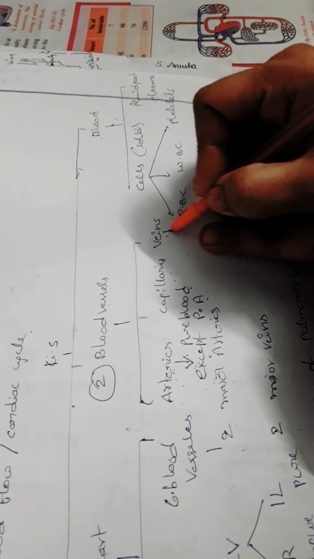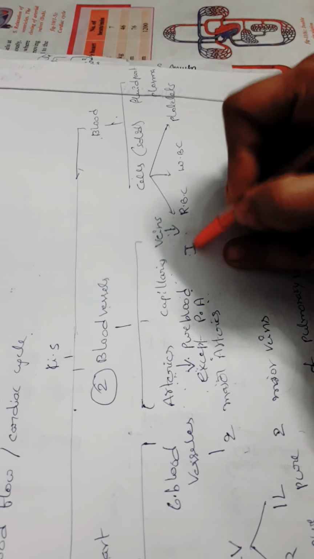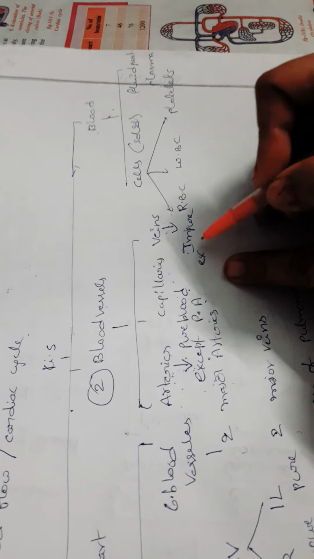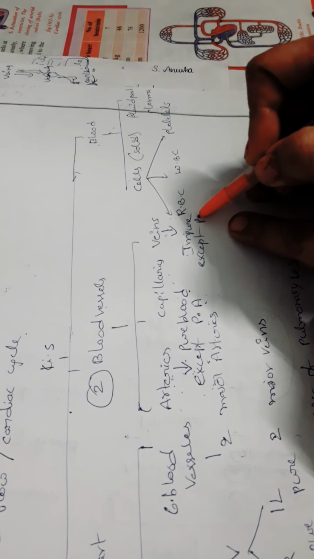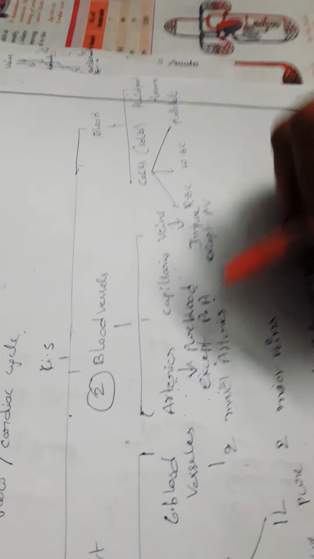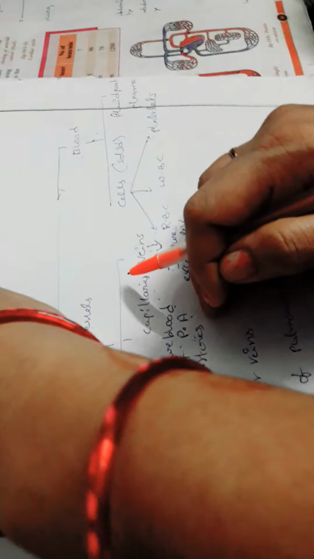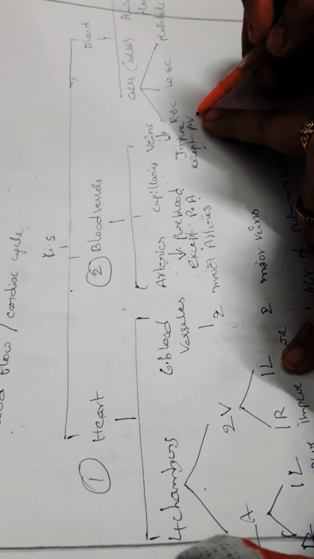Next, veins always carry impure blood, except the pulmonary vein. These points are very important, because when you remember these functions of the arteries and veins, you can understand well the direction of the flow of the blood in the heart. So the veins always carry the impure blood except the pulmonary vein.